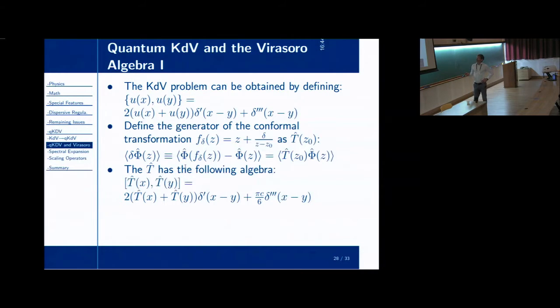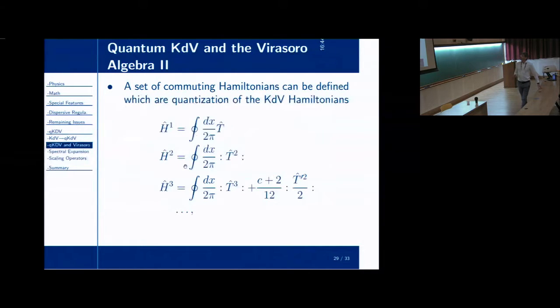And this means that we can treat the stress energy tensor as a quantization of the KdV field U. This is the connection between the two problems. And in this way, one can also define Hamiltonians. In KdV, we define commuting Hamiltonians by taking the field U and taking certain combinations of that field U. The first one is the momentum, the second one is the energy, etc.